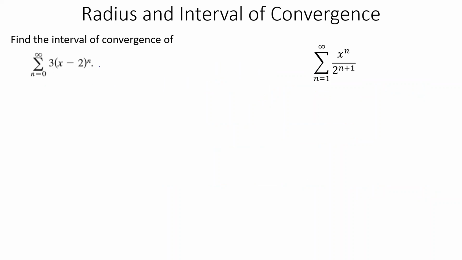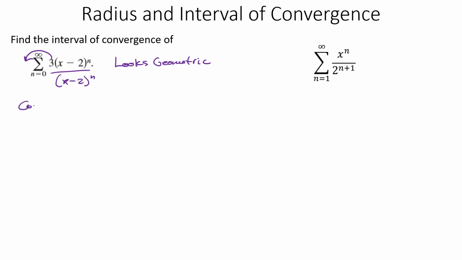All right, so our examples here, and then I think we're done for this one. So find the interval of convergence for each one of these. All right, so this one looks geometric. In fact, if I wanted to, I could just take the 3 out completely. And then it's just x minus 2 to the n, and it's exactly a geometric series.